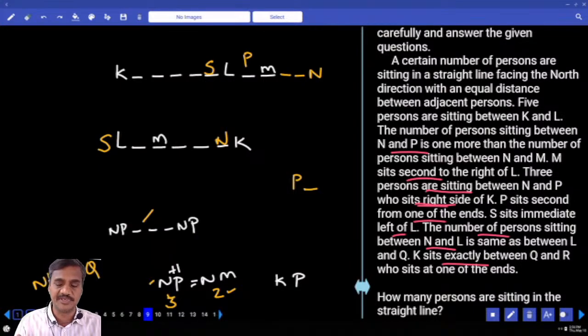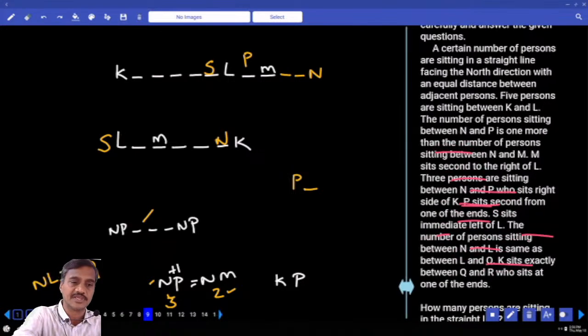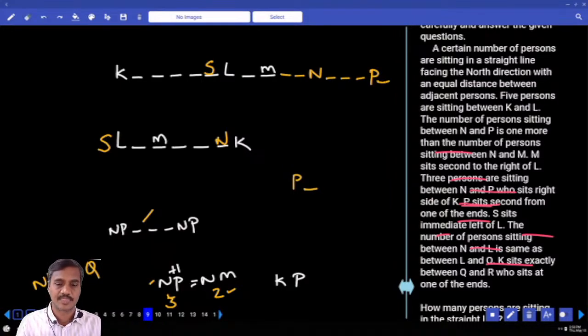If P is here, P seated second from one of the ends is not possible. Hence, there are three persons in between N and P, 1, 2, 3. P is here. P is seated second from the right. And there are three persons between N and P, 1, 2, 3. P is here.